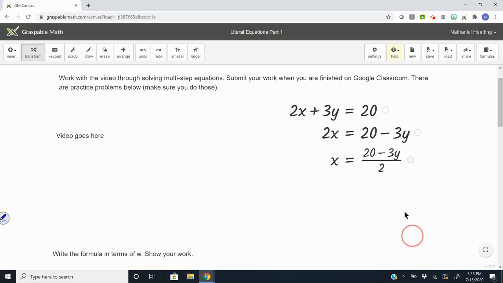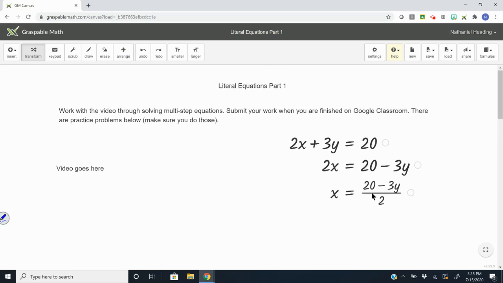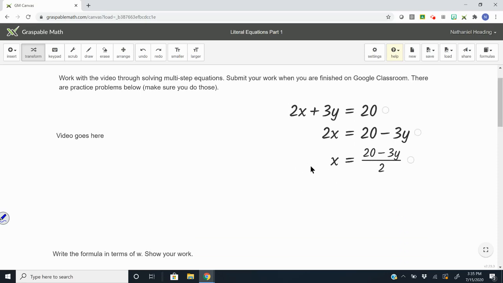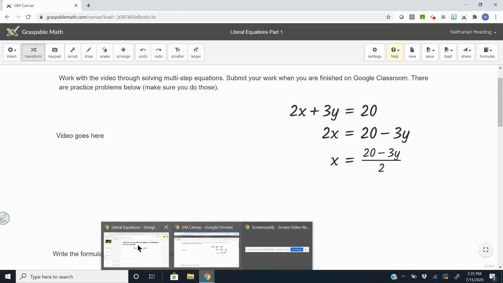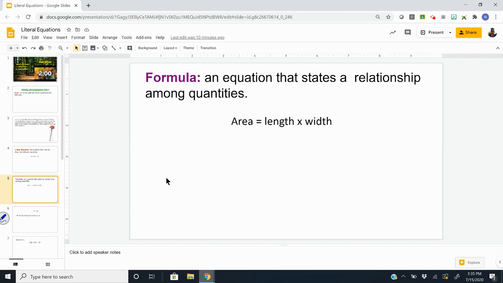So let's show our steps. Now this looks a little odd that we have an equation as an answer, but that's okay. This is a good relationship to talk about something called a formula.